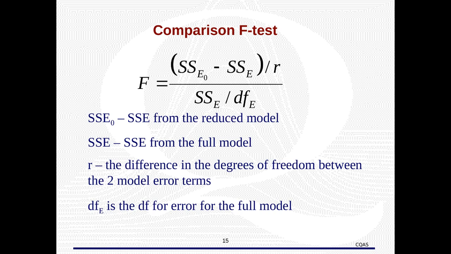This forms our numerator. The denominator uses the sum of squared errors from the full model, scaled by its own degrees of freedom, which provides an unbiased estimate of the error variance under the full model. The degrees of freedom in the numerator, denoted R, represents precisely how many parameters we've removed when moving from the full to the reduced specification. The denominator degrees of freedom corresponds to the error degrees of freedom available in the full model. This ratio follows an F distribution under the null hypothesis.